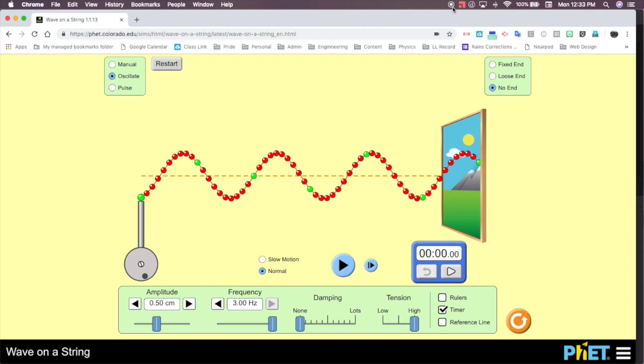If you increase the wave, then it's going to take longer for that wave to be completed. That is a direct relationship. So period and wavelength are directly related, whereas frequency and wavelength and frequency and period are both inversely related. I hope that makes sense to you from that simulation.